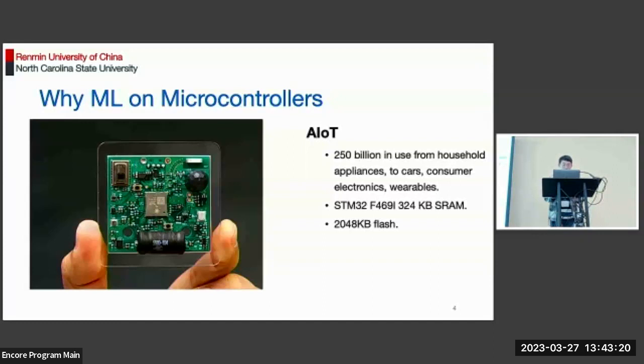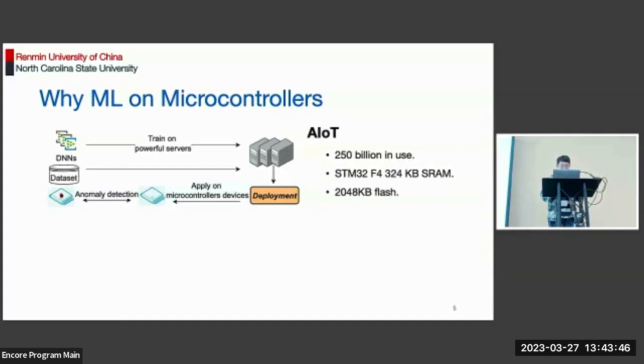For example, the STM32F469I microcontroller contains only 324 kilobytes of SRAM and 2 megabytes of on-chip flash memory. As a result, they have been widely regarded as viable only for simple applications such as keyword spotting rather than complex DNN models. But enabling deep learning on microcontrollers brings huge benefits for us.